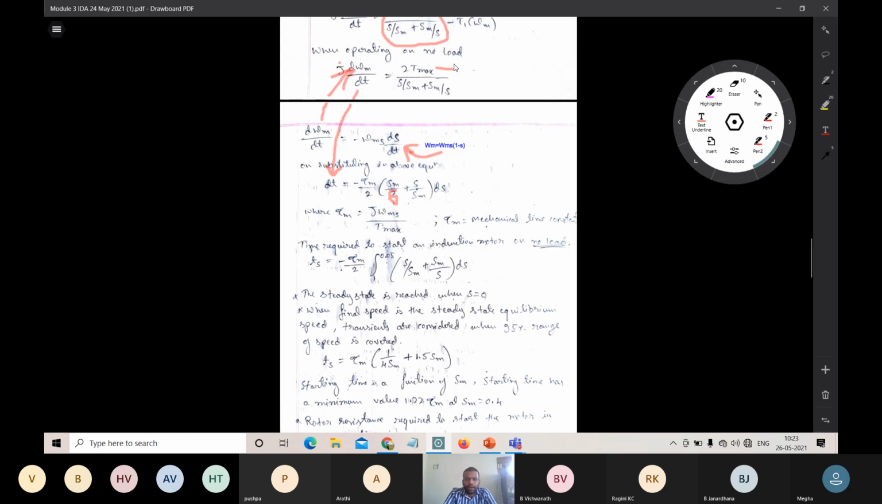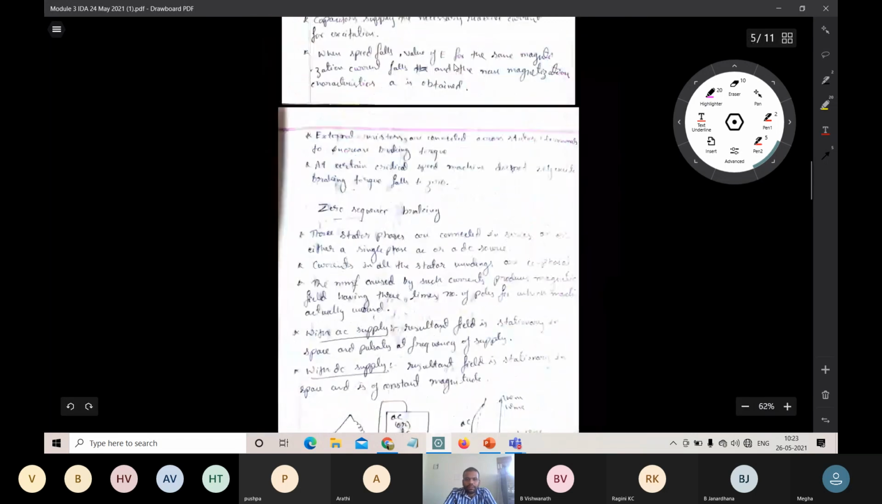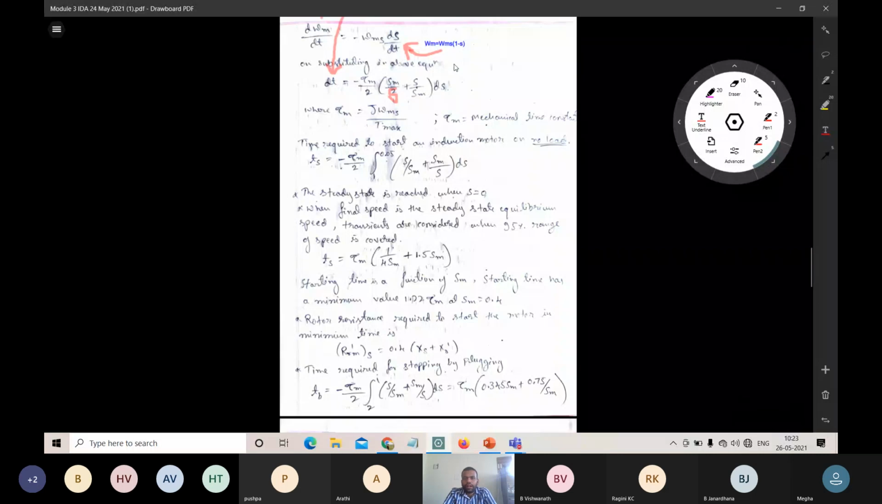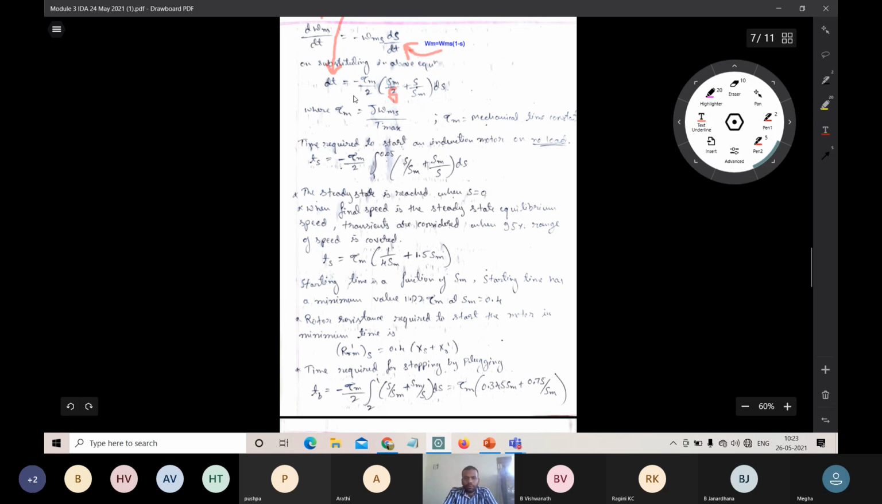The time required to start an induction motor on no load. If I am going to start the motor on no load condition, what is the time required to start? That will be given by Ts is equal to minus tau m by 2. Take the integration, from 1 to 0.05.